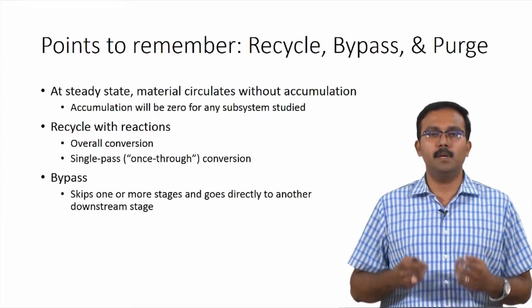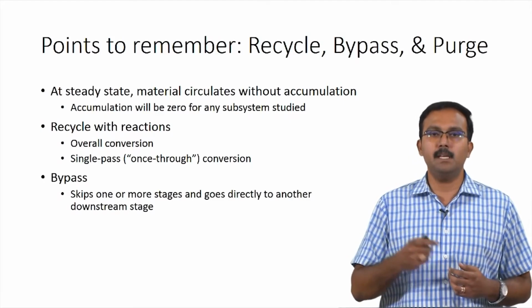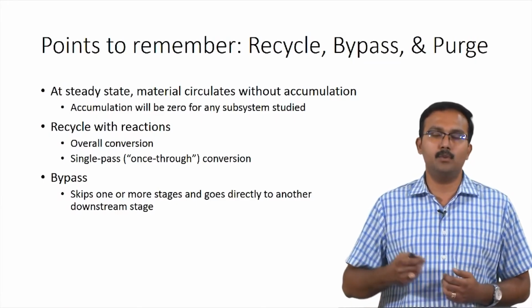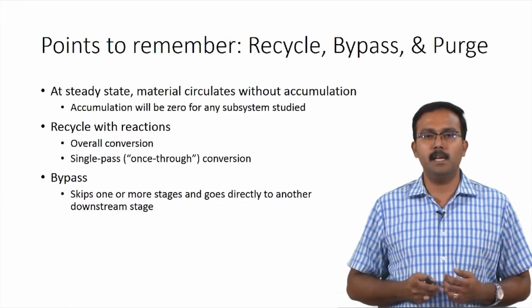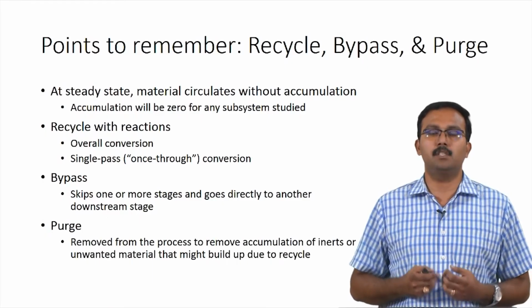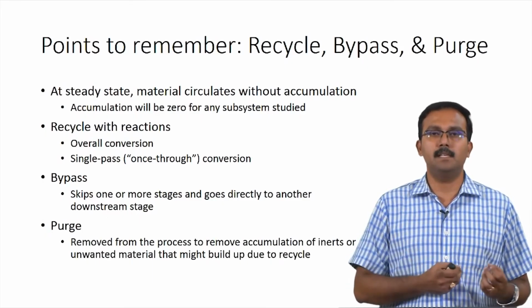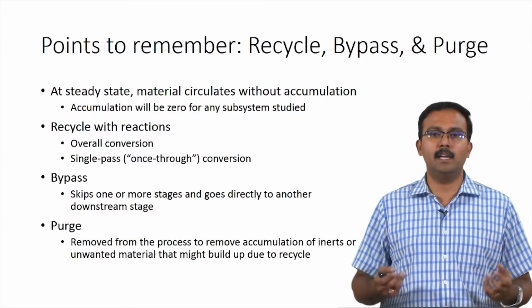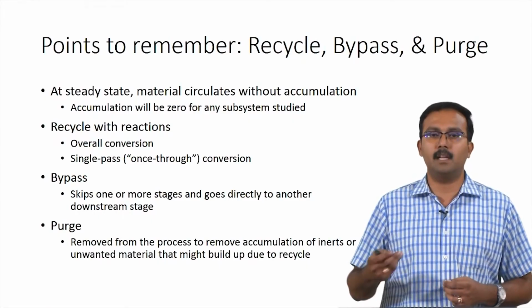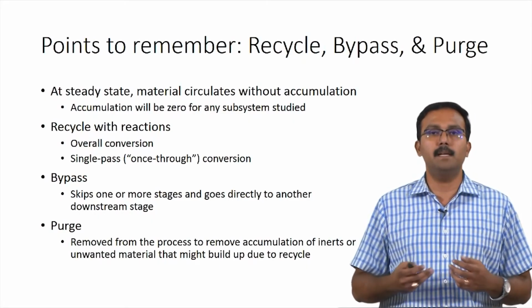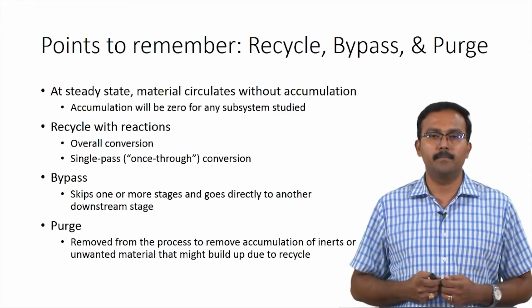Bypass is a process where you have a stream skipping one or more of the stages to go directly into the downstream stage, and purge is a process where some components are being removed so that you can avoid accumulation of inerts or other unwanted materials which might build up due to recycle.